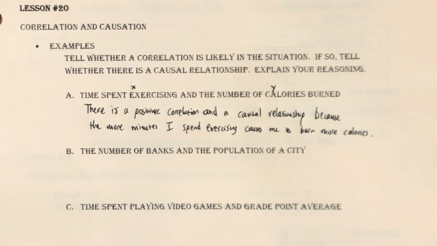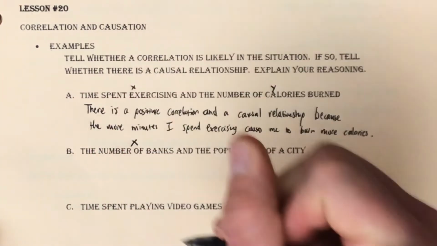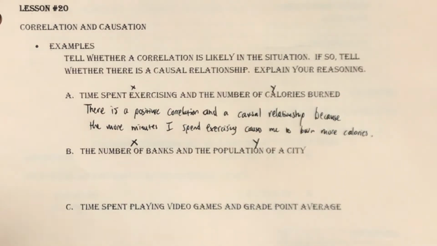So let's take a look at example B then. I'd encourage you to try it on your own, then check your answer with mine. Example B says the number of banks and the population of a city, right? Number of banks would be our X, and the population of a city would be our Y. So what's going on here? Does the number of banks and the population of a city have a relationship?